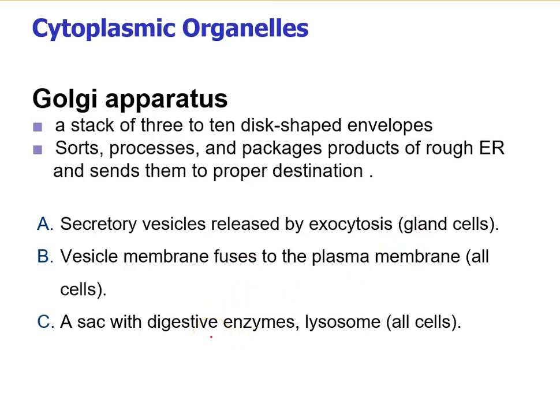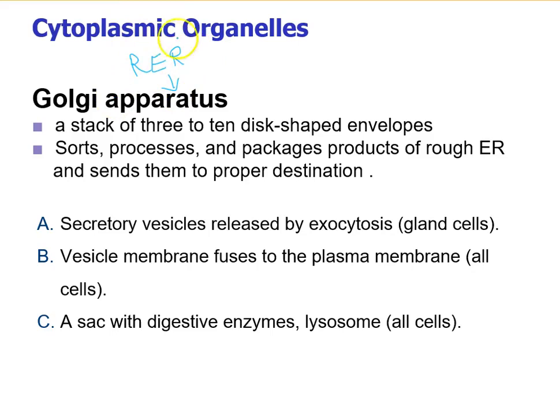The next organelle is the Golgi. Golgi is like the cell's packaging and distribution center, ensuring that products from the rough endoplasmic reticulum get processed correctly and sent to the right places within and outside of the cell. So it means that there is a close relation between the rough endoplasmic reticulum and Golgi apparatus.